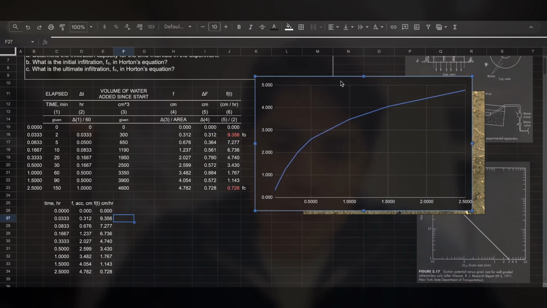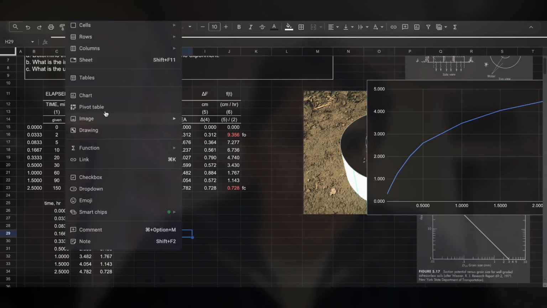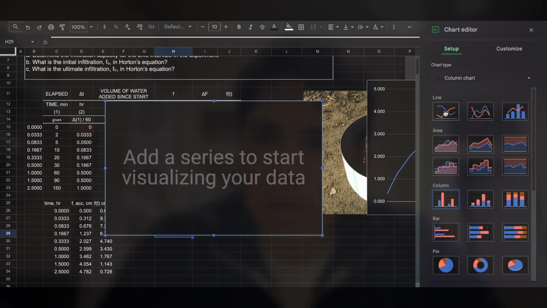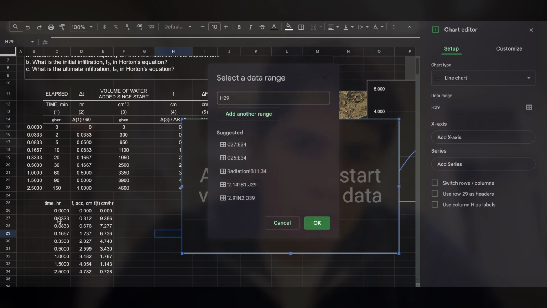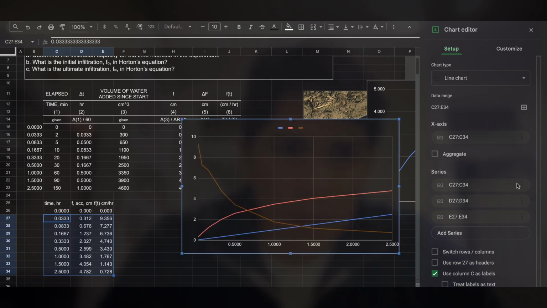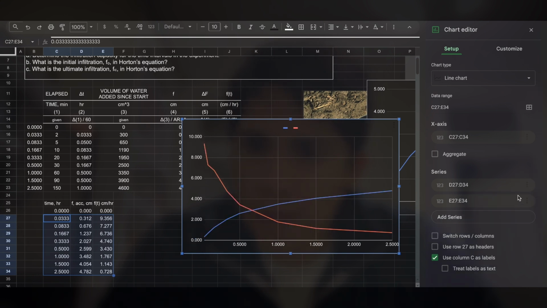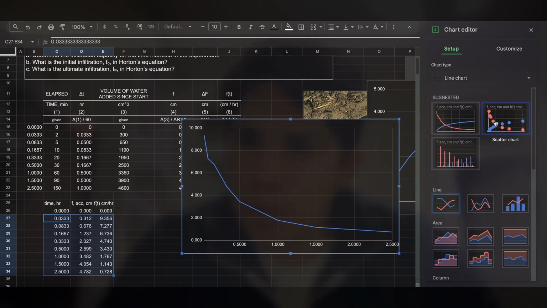And we can also plot the time versus the infiltration. Insert chart. Let's make a line chart again. Data range, same process. The x-axis will be the C column, and then we want to use the E column for the y-axis, E27. So this will be the infiltration rate curve. I'm using a line chart. I think if you use a smooth one, I don't know.